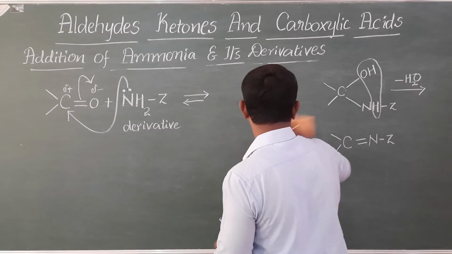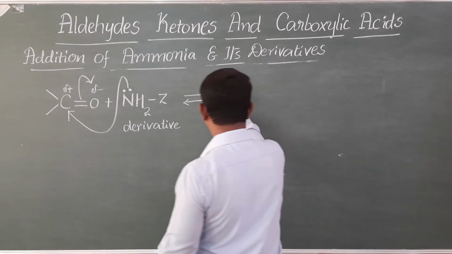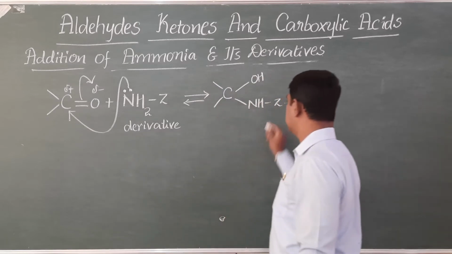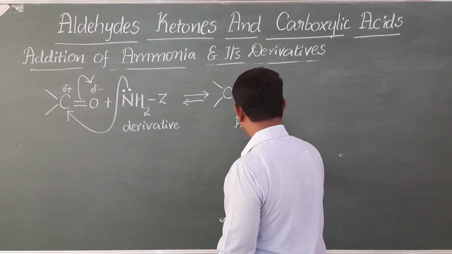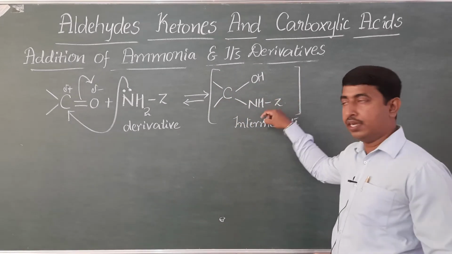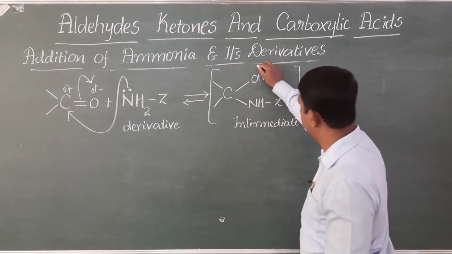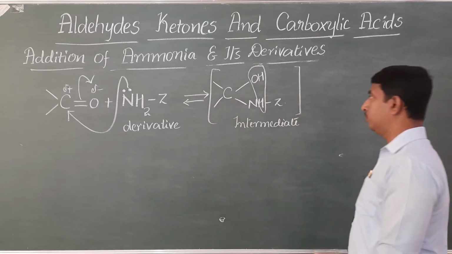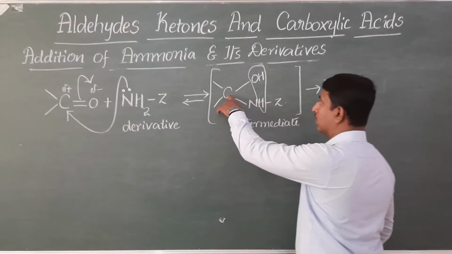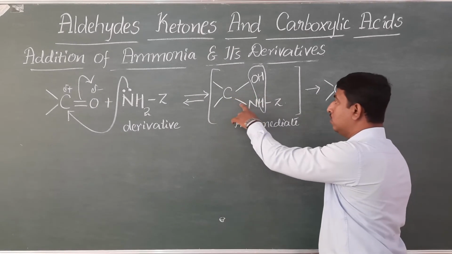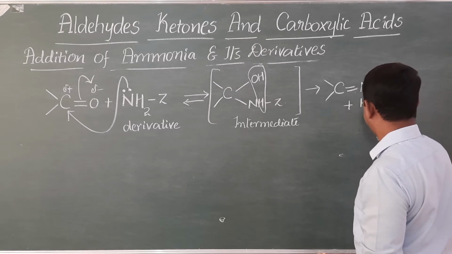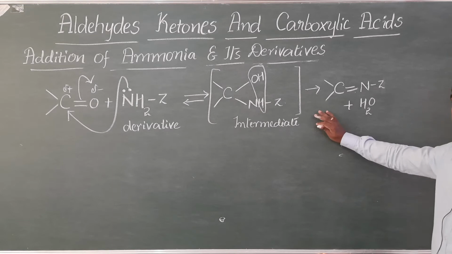So directly I can write the intermediate and final product. This is C, OH, NHZ. We call it the intermediate. This intermediate in the next step undergoes elimination, where a molecule of water is removed. That is C double bond NZ, because carbon loses one of its bonds, nitrogen also loses one of its bonds, correct? So it is a double bond, plus H2O. So this is the general mechanism.